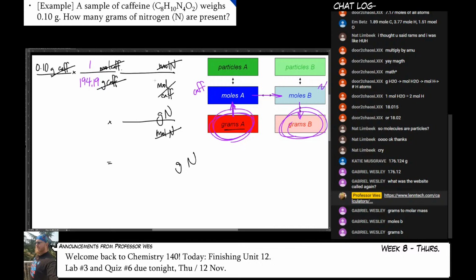All right, now that I've got that one taken care of, I need to find the number of moles of caffeine and the number of moles of nitrogen. Well, the formula is up here at the top. It's above the arrow. I can't draw in that interstitial space. But what's the ratio between nitrogen and caffeine? What number do I put on the top here?